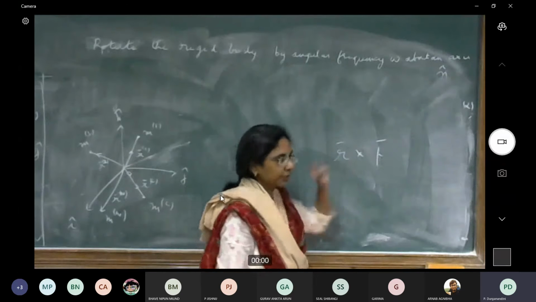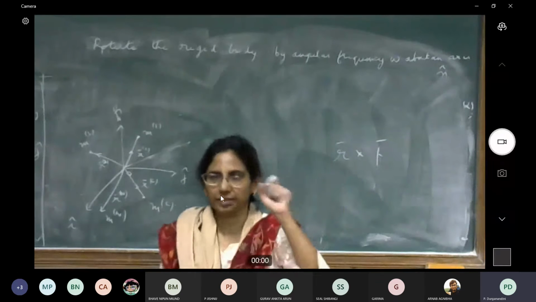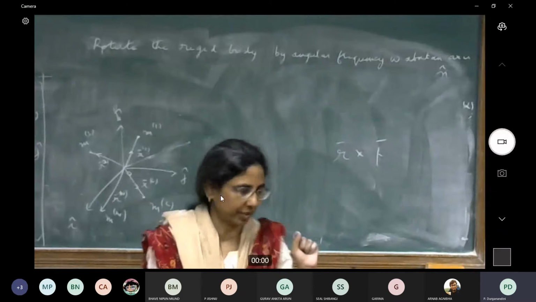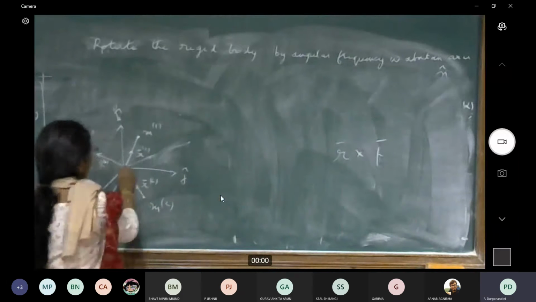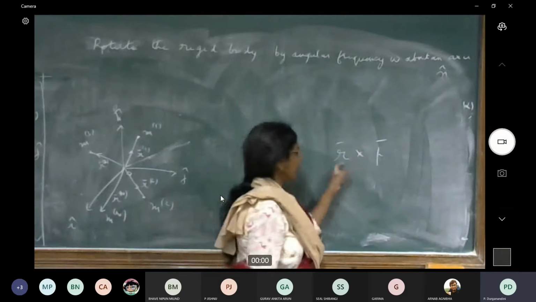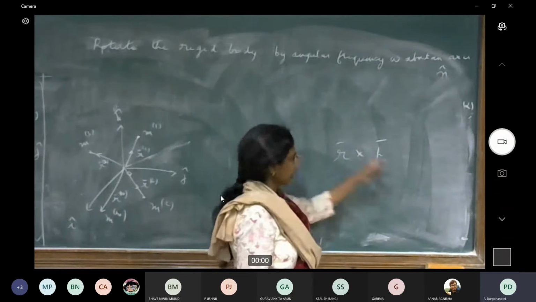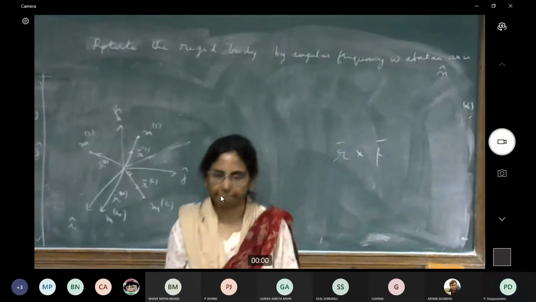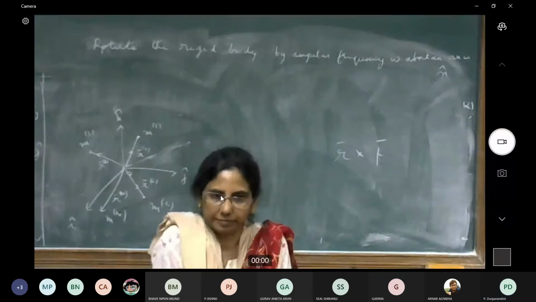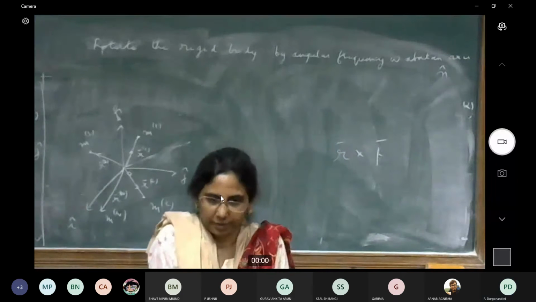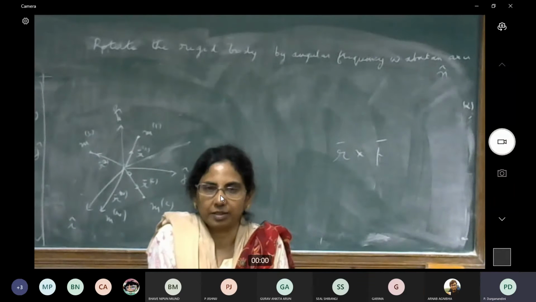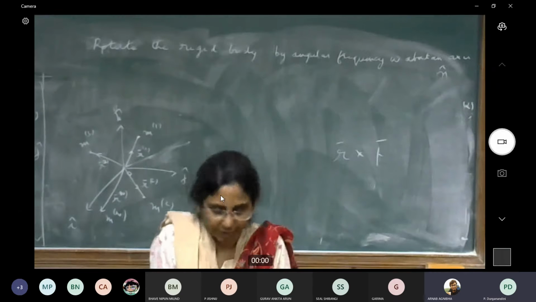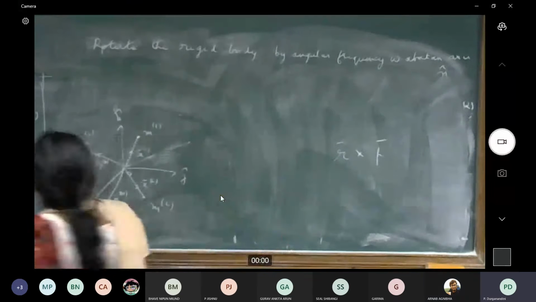R is a position vector. Whenever I'm talking about a position vector, it is with respect to some choice of origin. So here I'm going to talk with respect to the origin which I've chosen. If I have one particle, R is a position vector with respect to the origin. What is this P here? In your definition of angular momentum, what is P? Linear momentum. Very good. Correct.